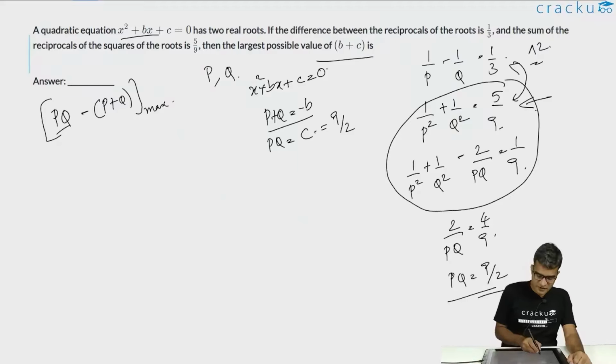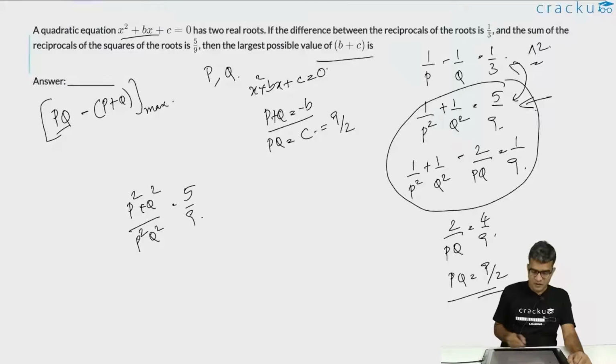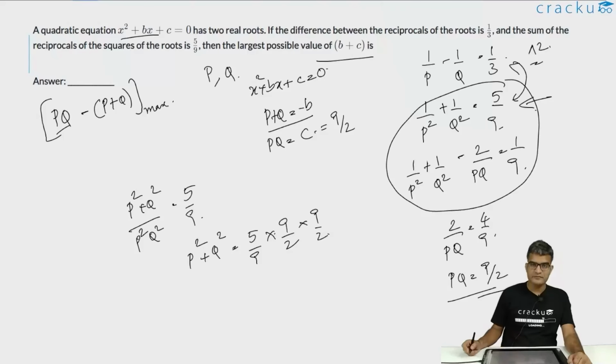From this equation we are going to get that p square plus q square divided by p square q square is equal to 5 by 9, or p square plus q square is equal to 5 by 9 into (pq) whole square, which is 5 by 9 into 9 by 2 into 9 by 2. You can cancel this 9. This is equal to 45 by 4. So p square plus q square plus 2pq, which will be p plus q whole square, will be equal to 45 by 4 plus 2 times 9 by 2, or 9. This is equal to 81 by 4.